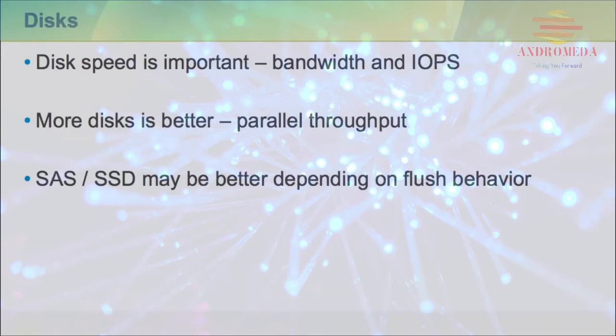Disks are also going to be important. The speed's important. So the bandwidth and the IOPS are things you're going to want to look at. Remember, Kafka is going to be writing all the data you send is going to reach disk, and you're going to be reading that data, and it's going to be coming off a disk as you're reading it. So this probably won't be a surprise, but more disks are going to be better. Right? You're going to be able to have that parallelization of reading and have more parallel throughput. You may look at things like serial attached SCSI or SSD. Those may be better depending upon the flush behavior and what your requirements are.